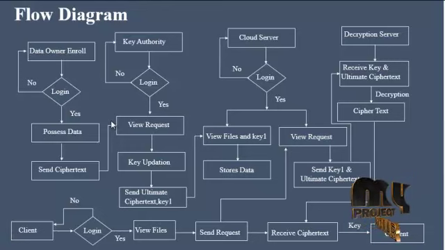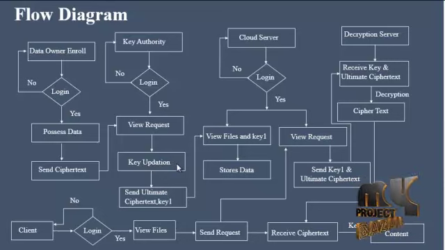First, let us see the data owner process. Here the data owner is the authorized person. He selects the data and uploads it to the server. Using the attribute-based key, the data owner will encrypt the data and send it to the key authority. The key authority also has a separate authentication. The key authority views the request and updates the key.